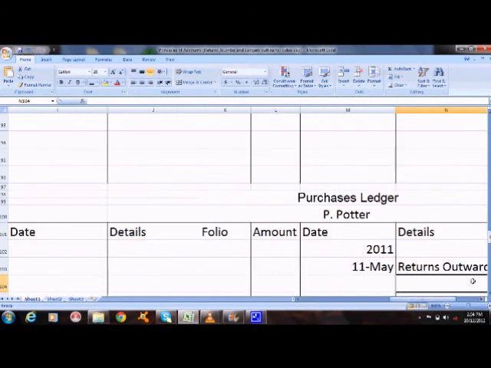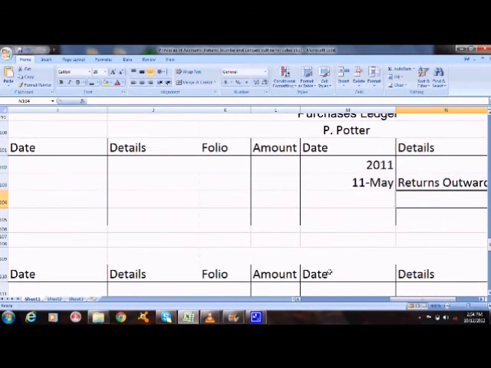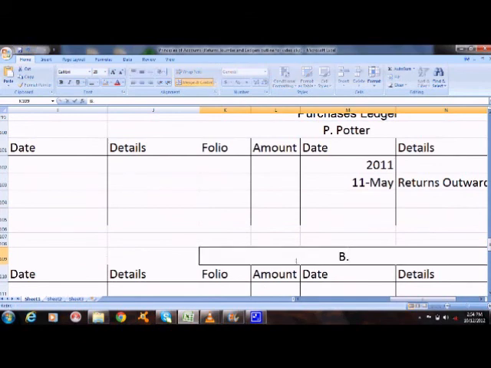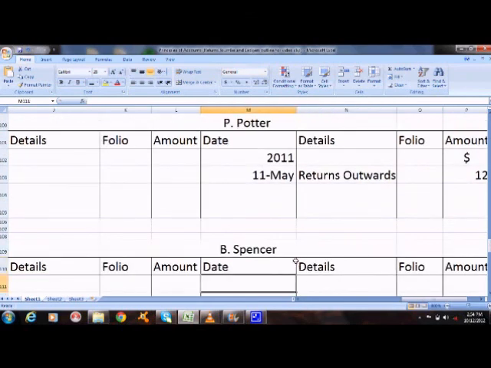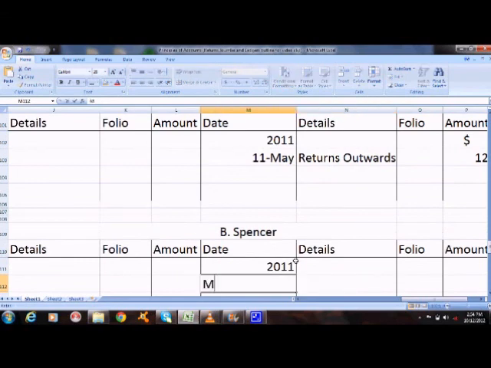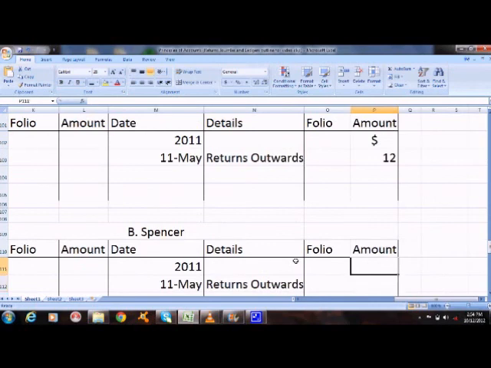Next one is B Spencer, right? B Spencer, and this is May 11. We're going to make another credit entry. It will be May 11 again, returns outwards, and the amount is $22.